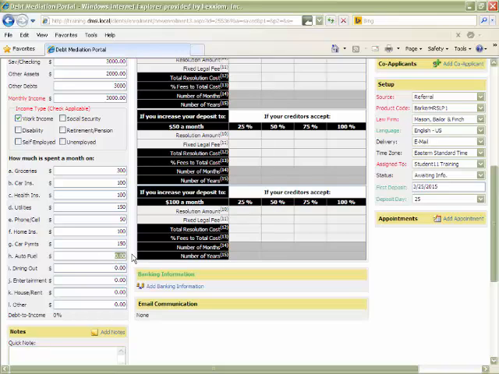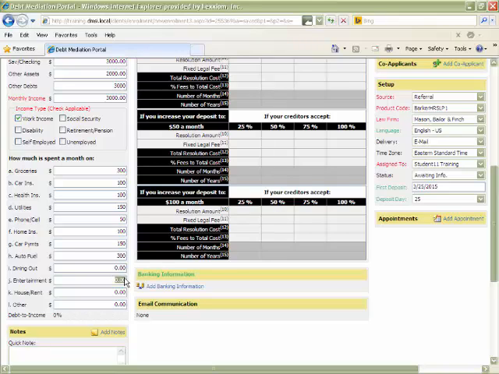Field H, how much gasoline does the applicant spend each month? We will use $300. Field I, dining out. How much does the applicant spend per month going out to dinner? This should not include groceries, as that was a separate field. You may find that many of the people who need assistance with debt may have foregone the occasional dinner out. We will use $0.